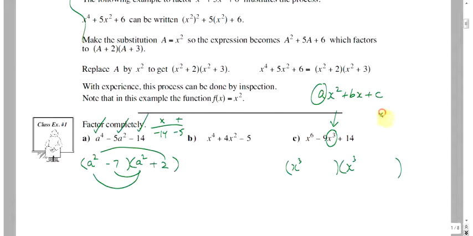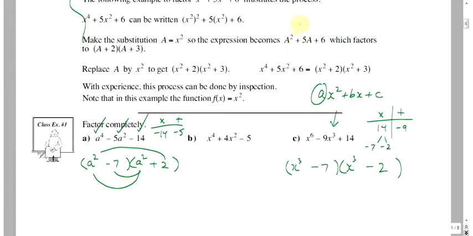What two numbers multiply to 14 and add to negative 9? Looks like a 7 and a 2 again, doesn't it? Okay? But I need negative, right? So that's got to be minus minus. Those multiply to positive 14, add to minus 9, and Bob's your uncle. Okay? But check it, foil it, before you go on to the next one.